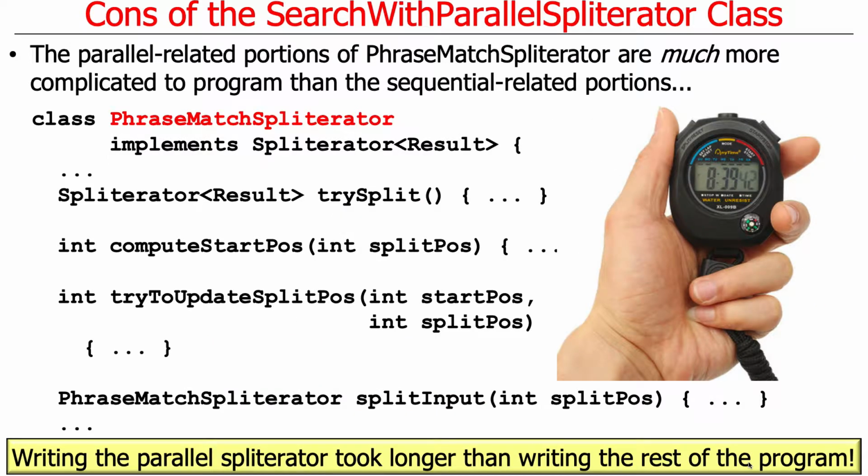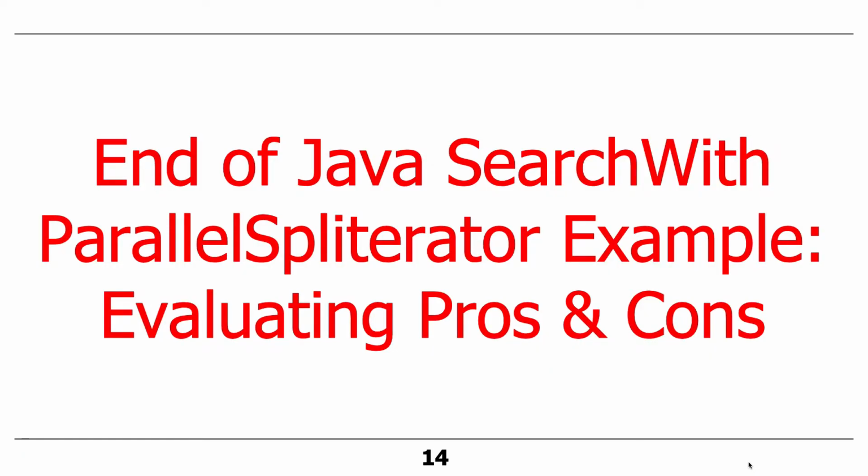So ironically enough, writing the parallel splitterator actually took longer than pretty much writing the rest of the application. Everything else was really simple. Everything, as you see, if you look at it, is all kind of canonical. It always looks the same. But the phrase match splitterator try-split method was the hardest thing to do and the most subtle. So that's not always the case.